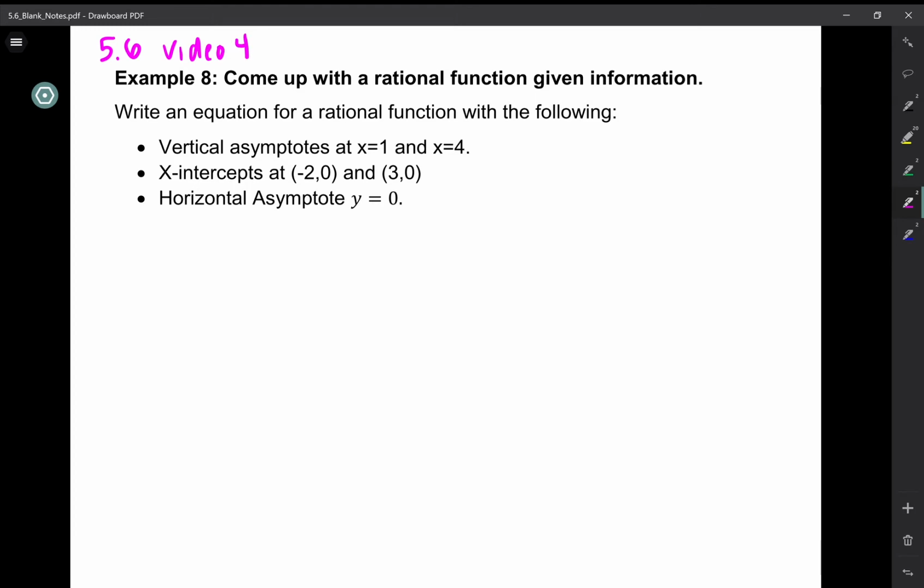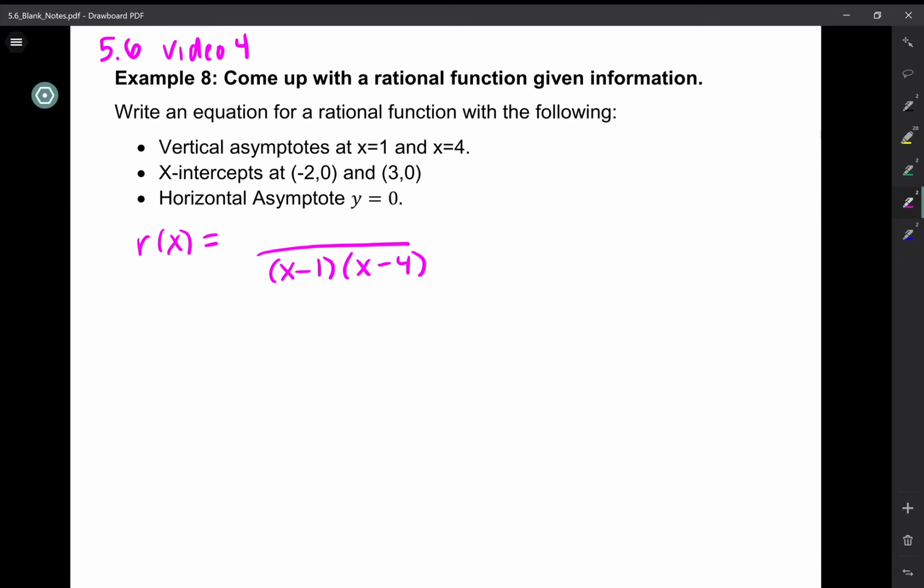So let's write an equation for the rational function that has vertical asymptotes at x equals 1 and 4, x-intercepts at (-2, 0) and (3, 0), and a horizontal asymptote of y equals 0. Well, our rational function r(x) is going to be of the fraction form. And from the vertical asymptotes, that tells us the values of the denominator. We know that 1 and 4 are vertical asymptotes, so x minus 1 and x minus 4 must be in the denominator.